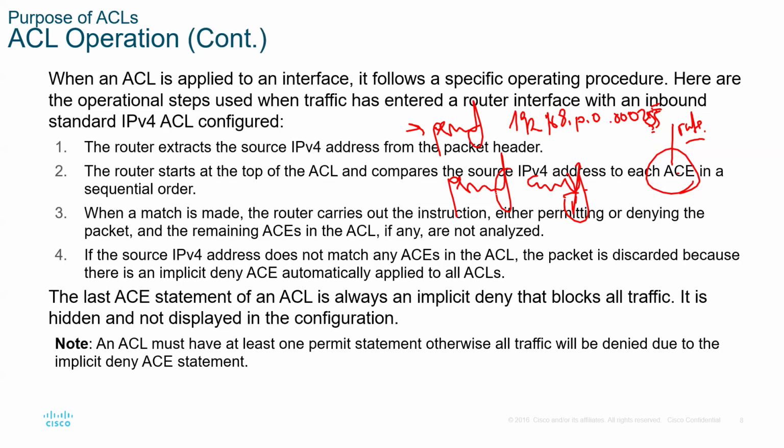What's the difference between implicit and explicit? The last ACE statement of an ACL is always an implicit deny. That blocks all traffic. It is hidden and not displayed in the configuration. So by default, there's always an implicit deny. In my head, I keep saying explicit. Not sure why.